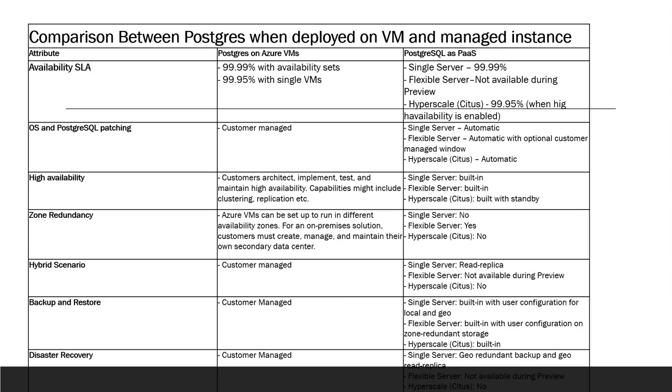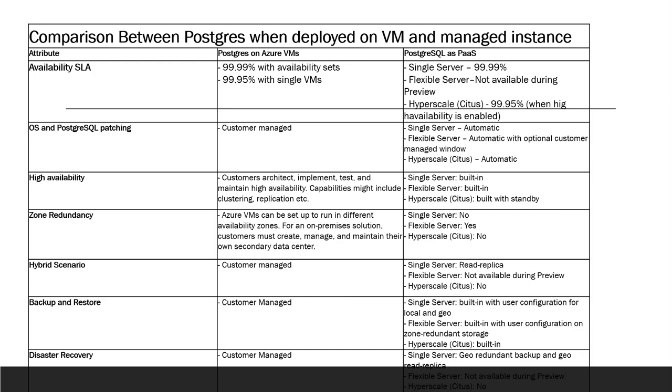If you talk about zone redundancy, Azure VMs can be running across different availability zones. So there is zone redundancy available the way you have it on premises, if the infrastructure is set up like this. Zone redundancy is not there in the case of single server, because it is single. For flexible server, it is available. For Hyperscale, it may not be available. The hybrid scenario, the customer has to manage themselves. When we talk about platform as a service, for single server you have read replicas, and flexible. So let's not talk about flexible, but for Hyperscale, there is no such thing.